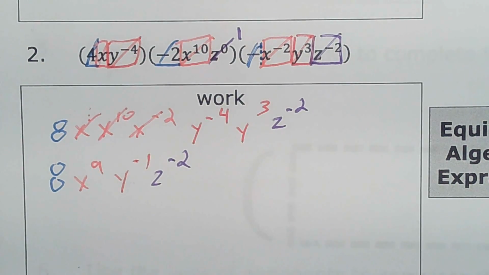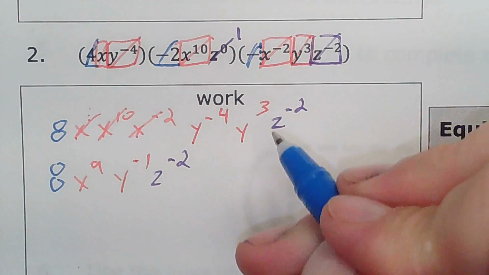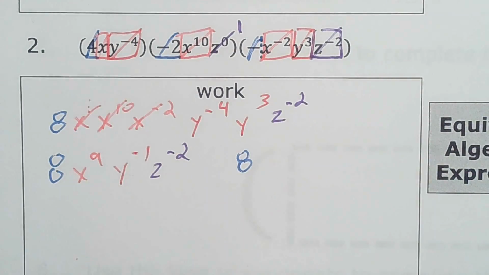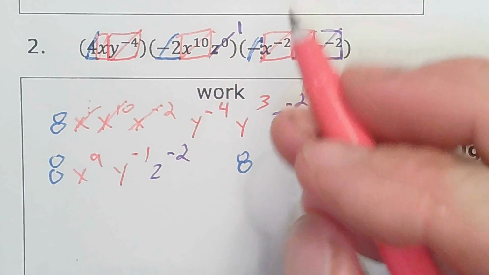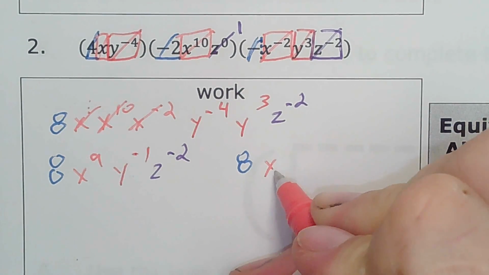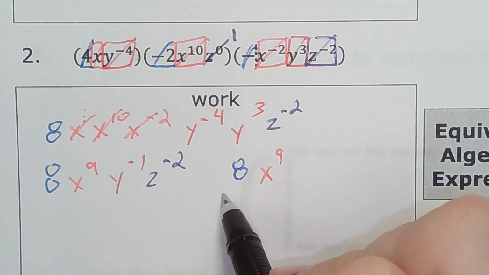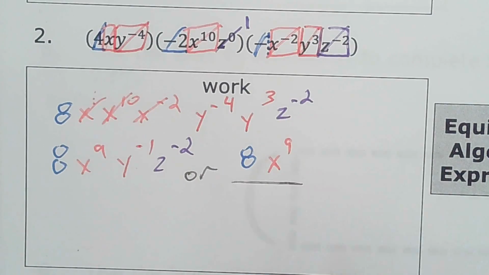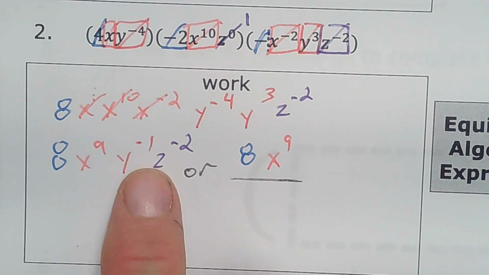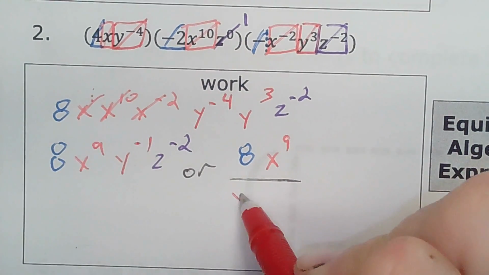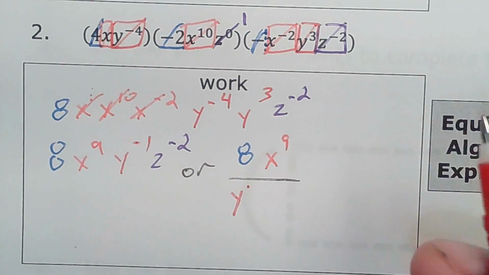Okay, you can also write this as 8, and then we have x to the 9th. And what do I do if I have a negative exponent? How do I make that exponent positive? Well, this thing goes over here. You send it to the bottom.